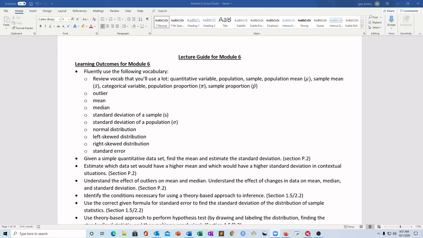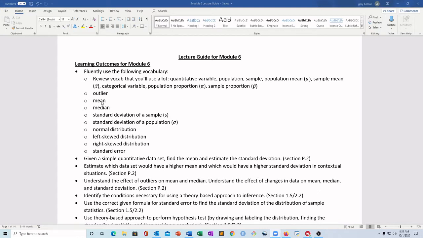So why is this so big? What's going on in this module? Well, first things first, there's tons of vocabulary, as you can see here. Some of it, though, will be review, things we've talked about already, but some will be new stuff.